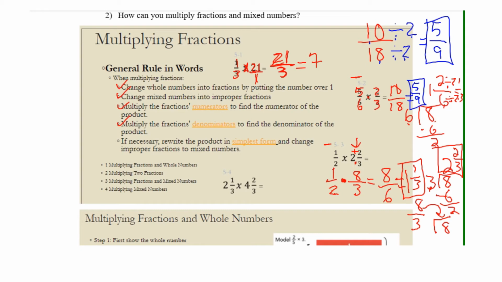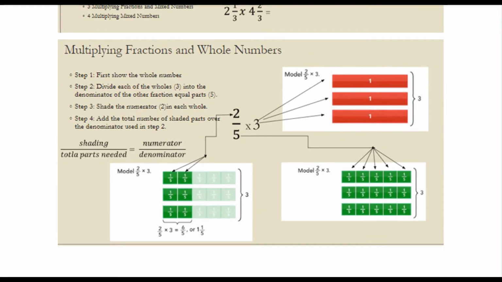All right. In the simplest form, I just showed an example of that. So if you have two numbers that have a greatest common factor, use that greatest common factor to simplify your fraction.